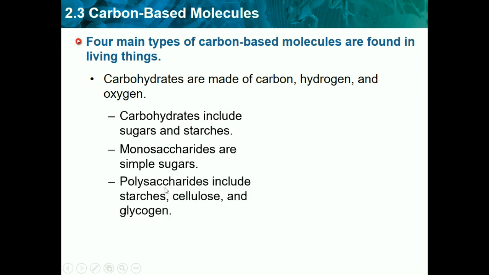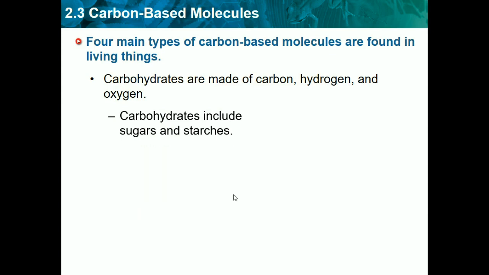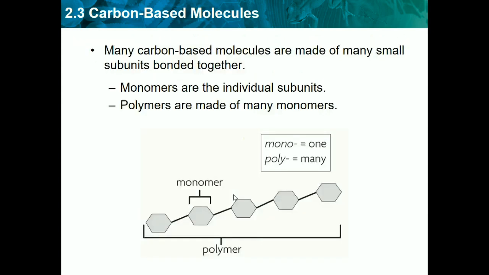Polysaccharides include starches, cellulose, and glycogen. Poly is many, and it's made of many monosaccharides. So it's the bigger one, so it's the polymer. If we go back, the monosaccharide would be each one of the hexagons, and the polysaccharide is the whole thing. So each one is a simple sugar, making up a complex sugar like starch.